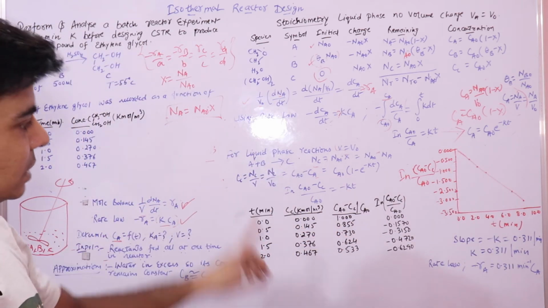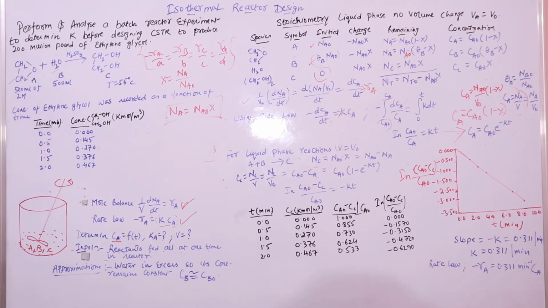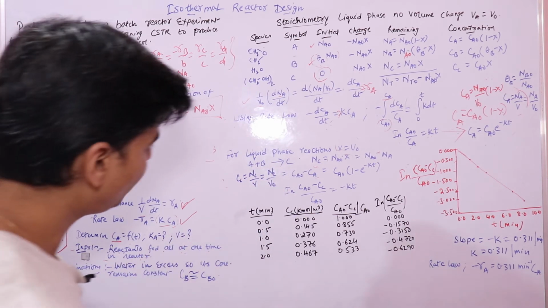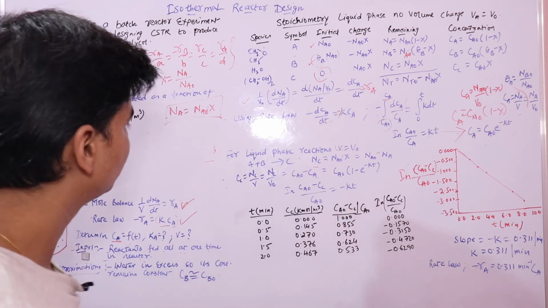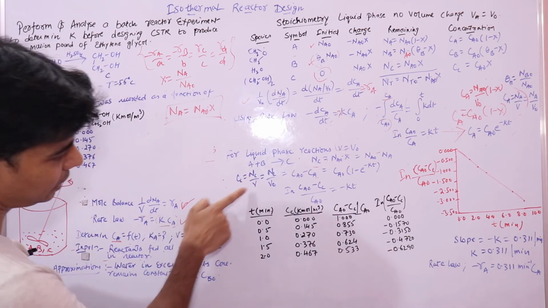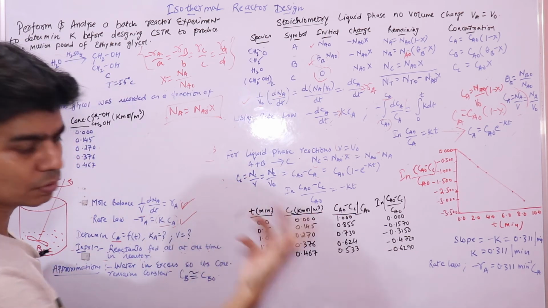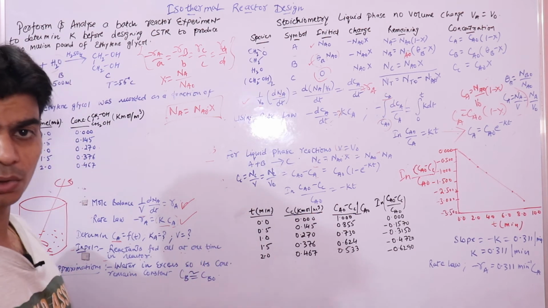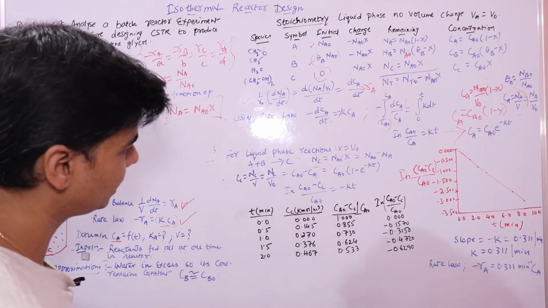Now for liquid phase reaction, you have concentration of C. What we are looking at is concentration of ethylene glycol, which is the number of moles of ethylene glycol upon V. In place of V, we can put V0 because both are equal. It's a liquid phase reaction.